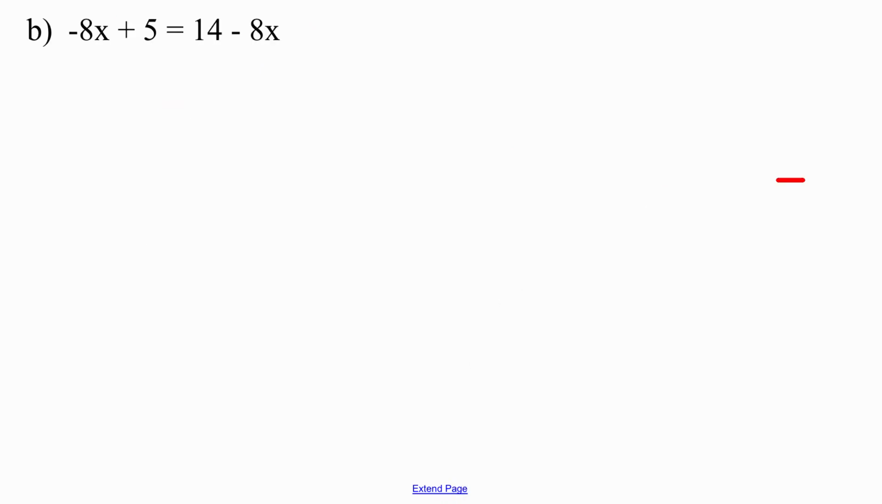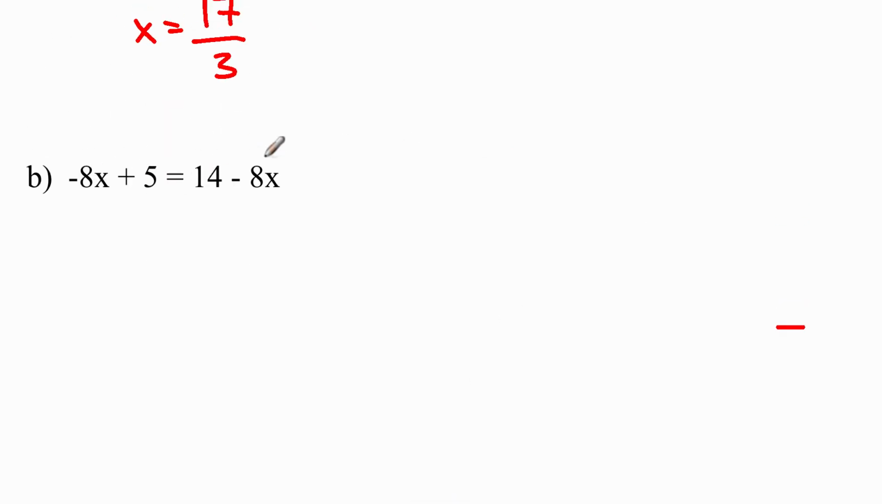This next one, I need to get x's by itself, but this time I have 2 x's. So I'll bring both x's together. So it'll be negative 8x, that's this one. If I bring this to the other side, I have to add 8x to both sides. Okay, 8x to both sides. Is equal to, 14 is there already. 5, if I subtract 5 on each side, that should balance things out.